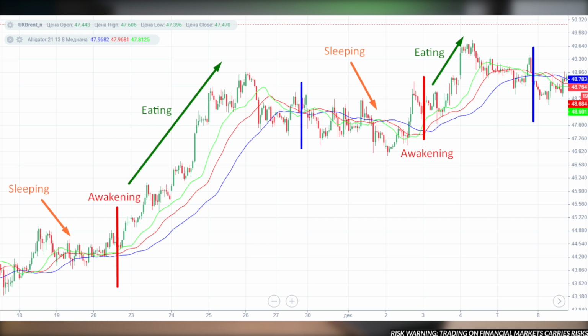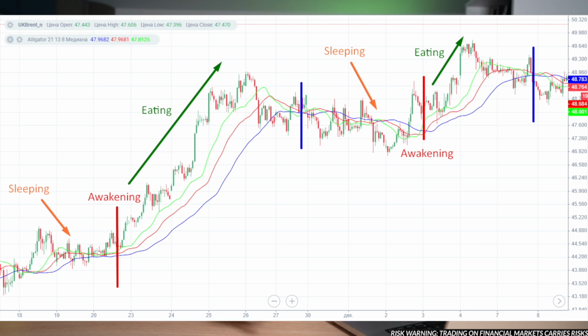The market functions in a similar way. 70% of the time it is trading flat or in the accumulation zone, and 30% of the time it is trending. So first you should define the market stage, whether it is sleeping or trending. So you open a new trade just before the alligator starts hunting and exit all trades before the market calms down. So the hunt begins from the moment when the alligator opens its lips.